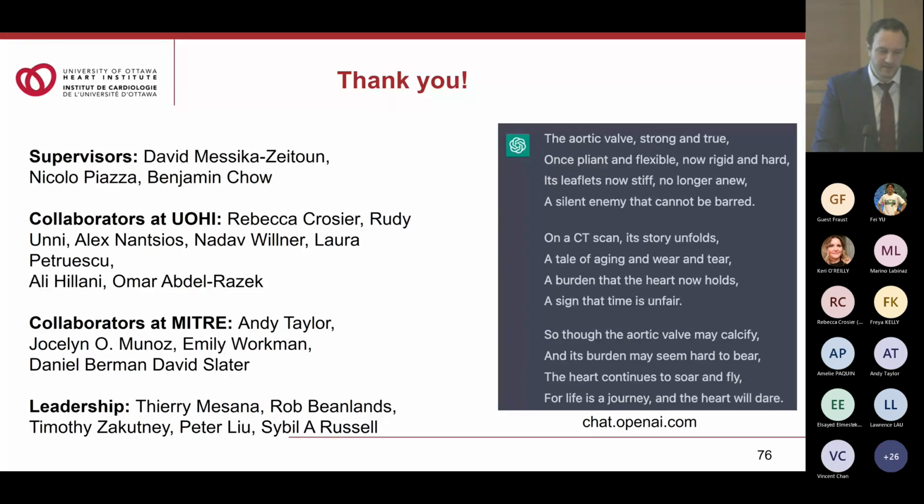I leave you with this: it seems to be these days that any AI talk cannot be complete without a ChatGPT reference. So I asked ChatGPT to write me a poem about aortic valve calcium scoring. It's quite an impressive little poem, so I'll let you read it at your own leisure. So thank you very much.